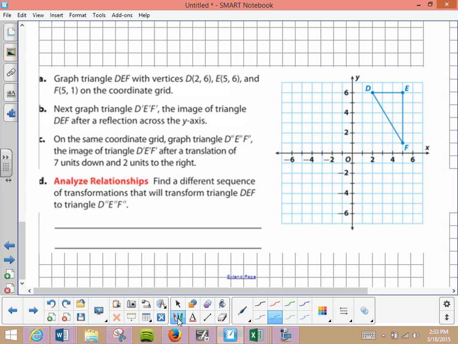So this one is telling you to graph the triangle DEF, which is already there, and it's already giving you the points. So for those of you who graphed it and your lines aren't in the same place, that means you don't know how to plot points. It's not good.